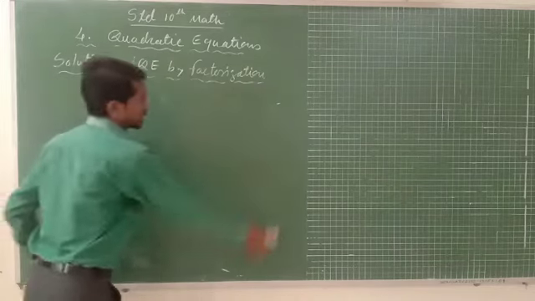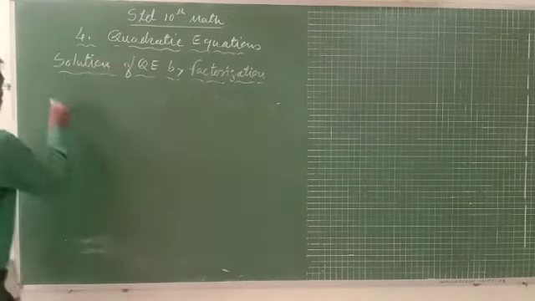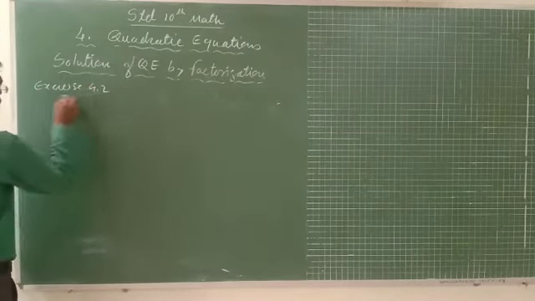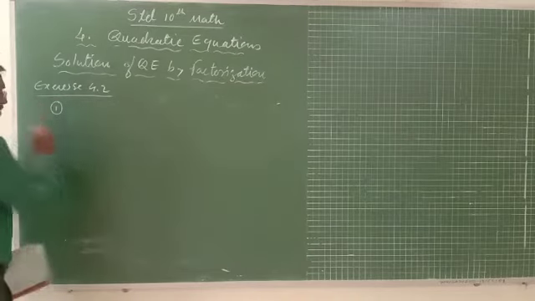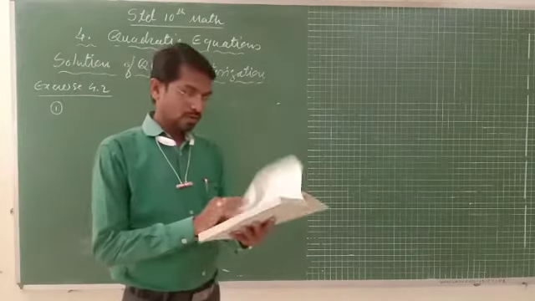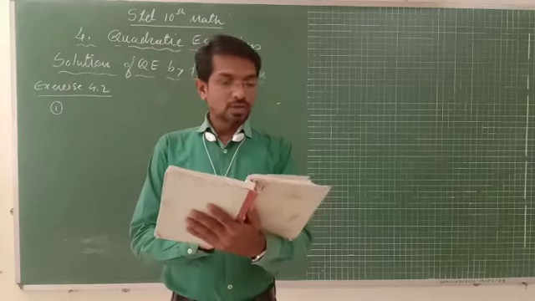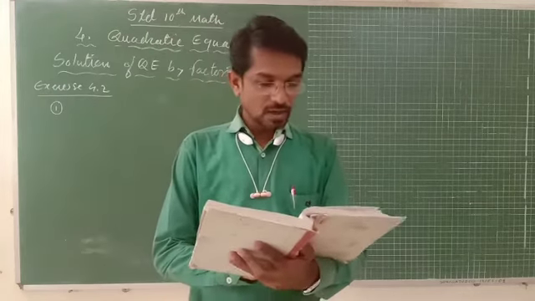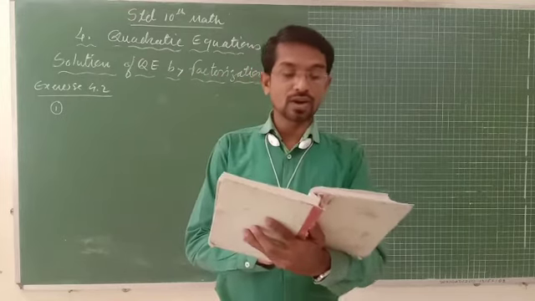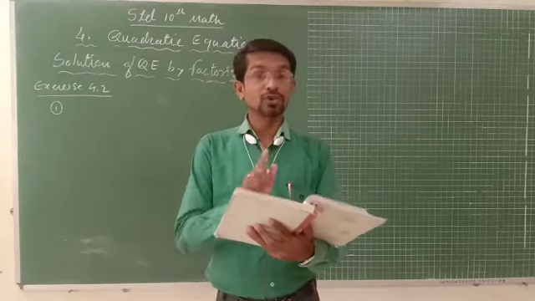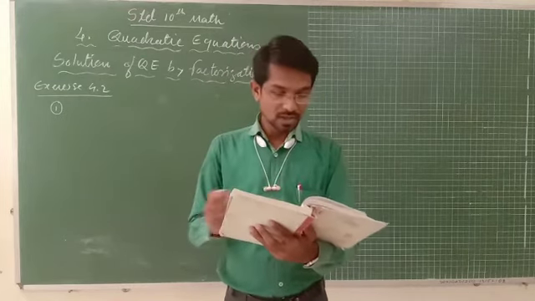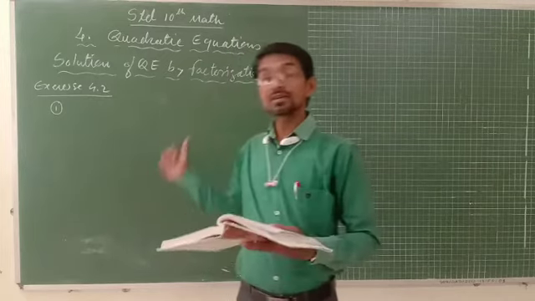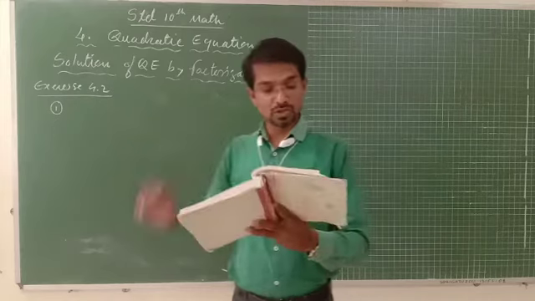Okay, see that for exercise 4.2. See the first example. What is here? It is on page number 76. Exercise 4.2. Find the roots of the following quadratic equations by factorization. The method name is mentioned: factorization. So you have to solve by using this method, what I solved here.